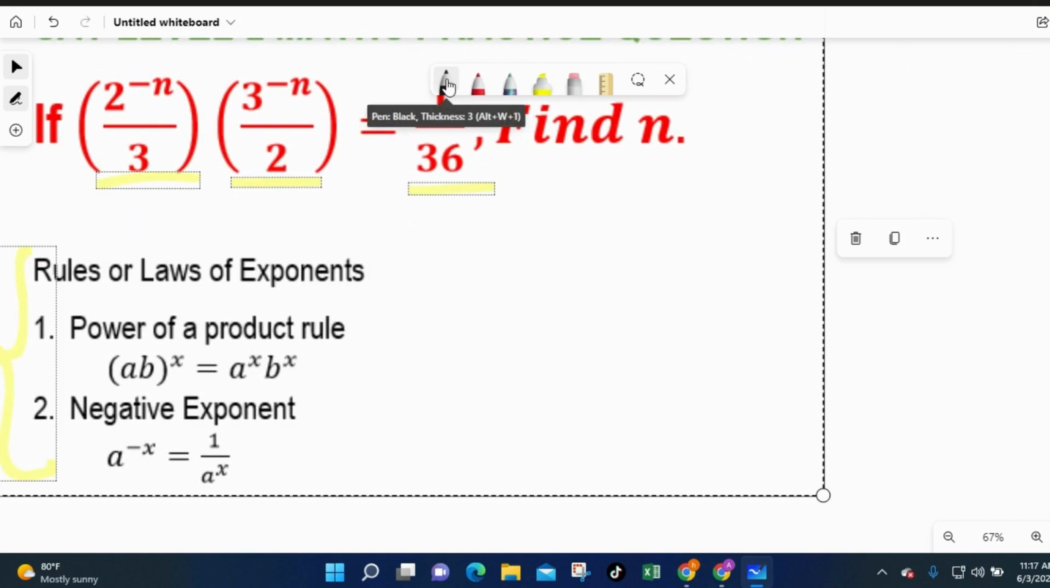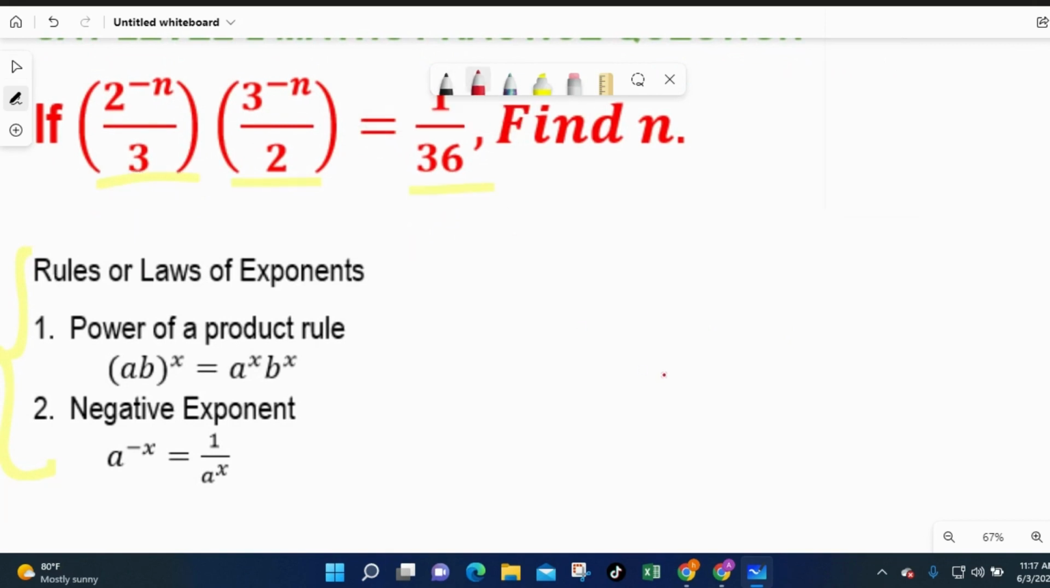Now, if we want to solve this question, all we need to do first is to simplify this denominator, these two values. To simplify these two values, remember we're going to break them into two different values. We're going to have our 2 raised to power minus n multiplied by what? 3 raised to power minus n. And that will be over what? Over 6. This will be equal to what? 1 over 36. Good. Now, having separated these two parts, remember this 6 was gotten from multiplying 3 times what?